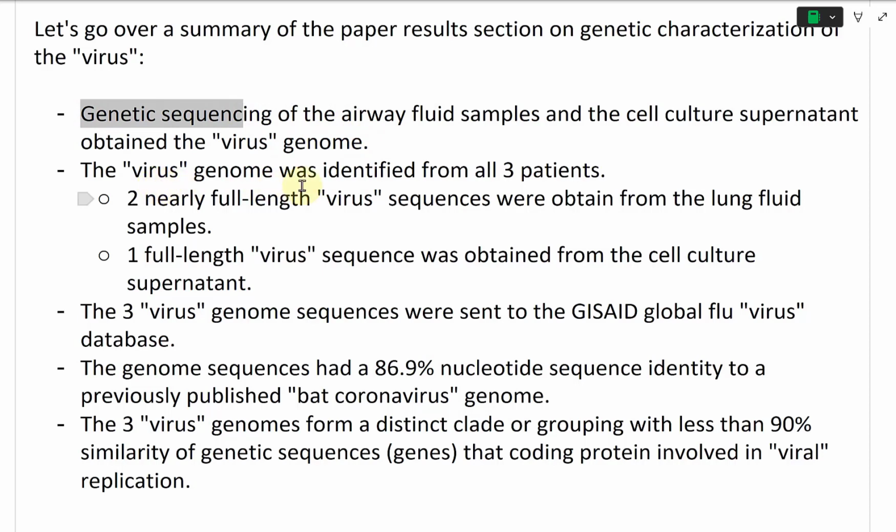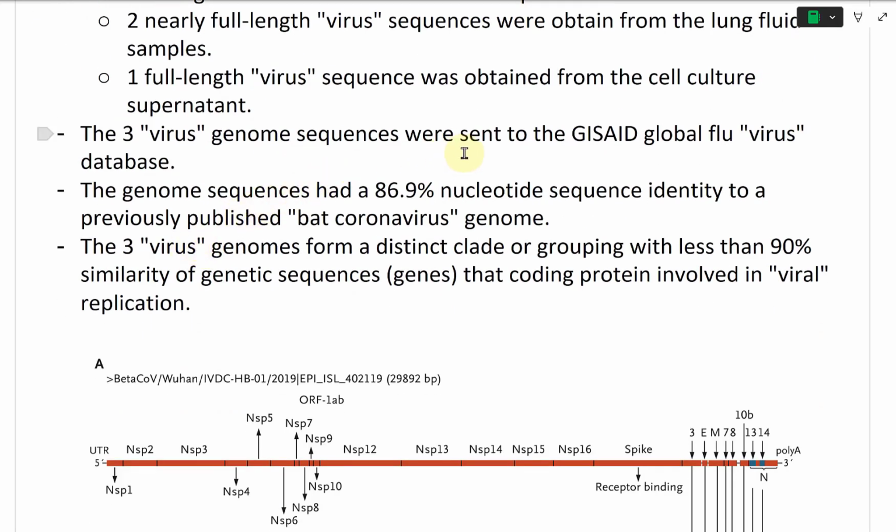And the virus genome was identified from all 3 patients, and 2 nearly full-length virus sequences were obtained from the lung fluid samples. 1 full-length virus sequence was obtained from the cell culture supernatant. And the 3 virus genome sequences were sent to the GISAID Global Flu Virus Database, and the genome sequences had an 86.9% nucleotide sequence identity to a previously published bat coronavirus genome.